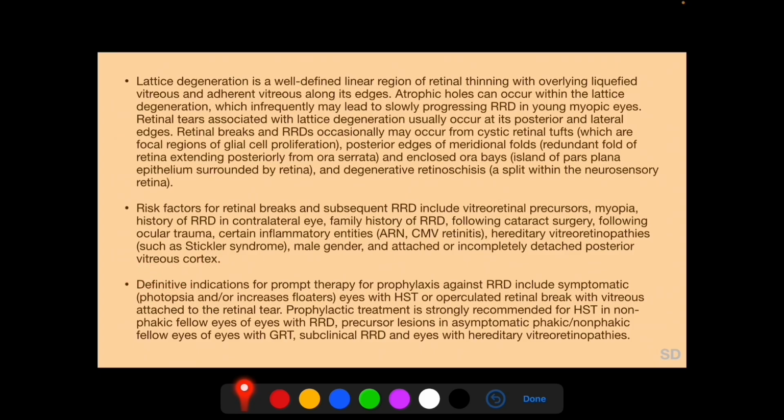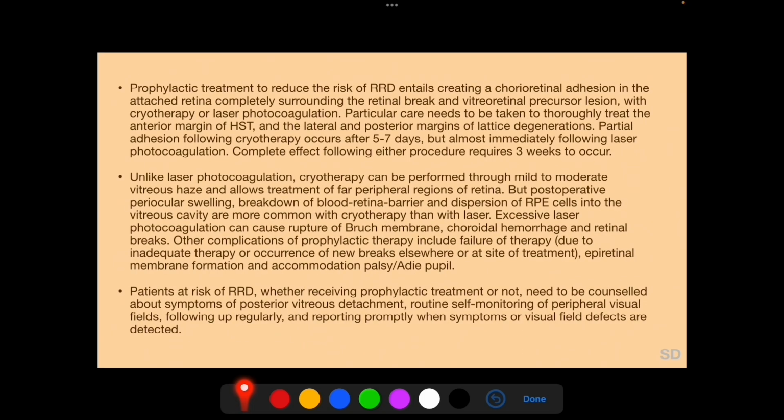Definitive indications for prompt therapy for prophylaxis against RRD include symptomatic eyes with HST or operculated retinal break with vitreous attached to the retinal tear. Prophylactic treatment is strongly recommended for HST in non-phakic fellow eyes of eyes with RRD, precursor lesions in asymptomatic phakic or non-phakic fellow eyes of eyes with GRT, subclinical RRD, and eyes with hereditary vitreoretinopathies.